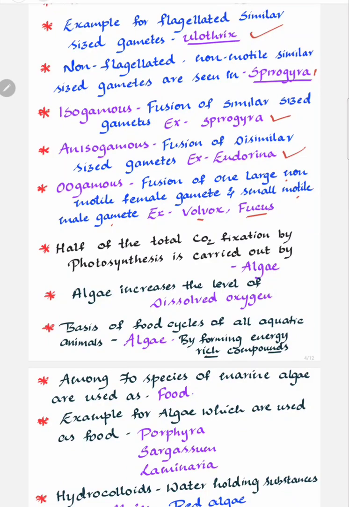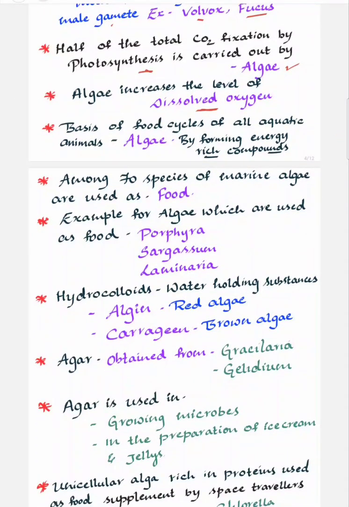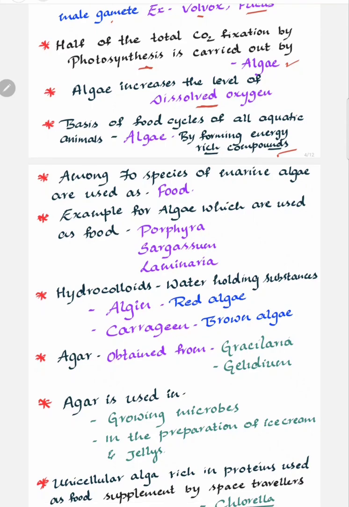Next, half of the total carbon dioxide fixation by photosynthesis is carried out by algae. And algae increase the level of dissolved oxygen. The basis of the food cycle of all aquatic animals is algae. It forms energy rich compounds so that it forms the basis of food cycles of all aquatic animals.